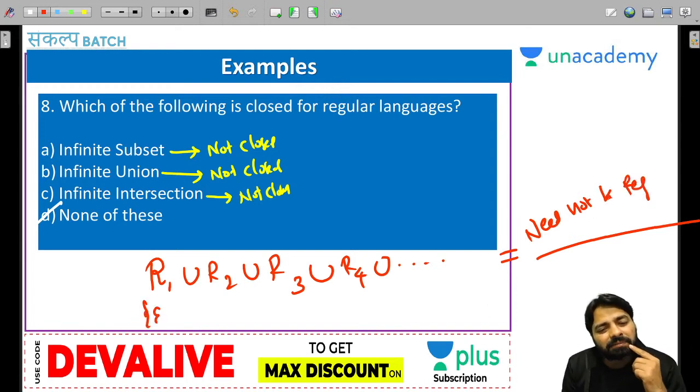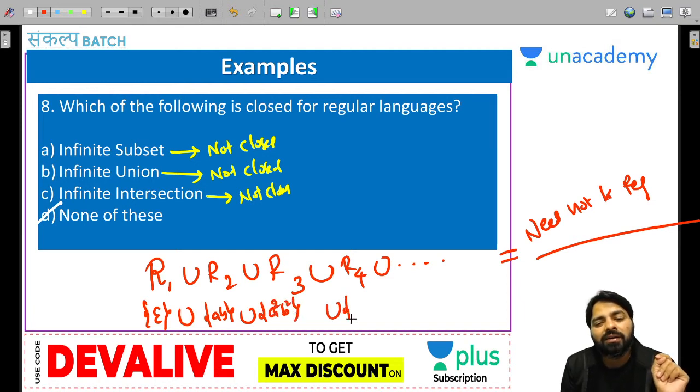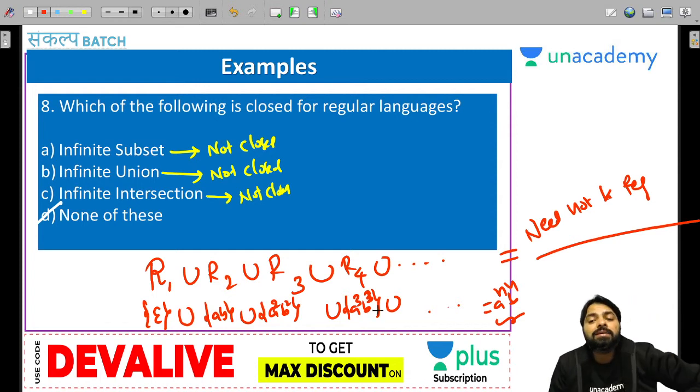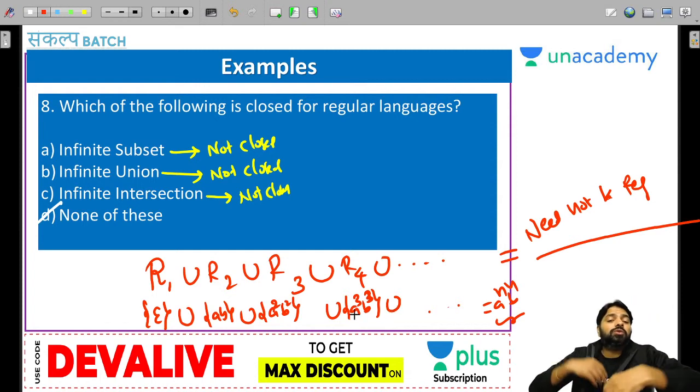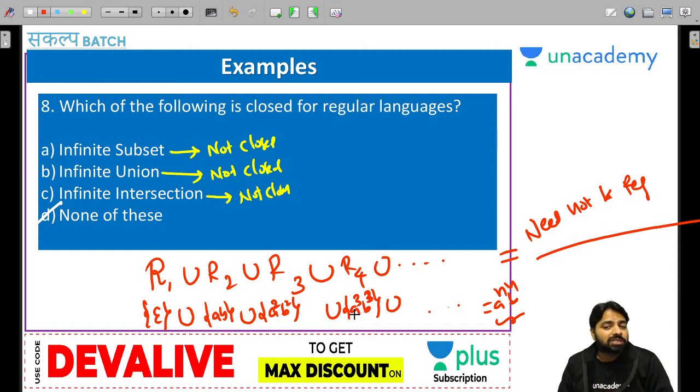Yes. See, epsilon is only a finite language, right? A single string ab is a finite language. I am only taking finite languages, and every finite language is regular, but the result looks like a^n b^n, which is not regular. So there is a possibility of getting a non-regular language when you take the union of infinitely many regular languages. I am saying a possibility, not always. Clear, everyone? In the exam, they could ask such questions.